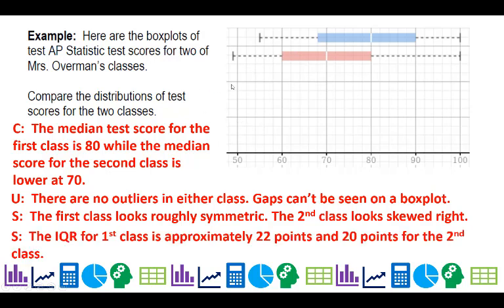Then finally, the spread. And for box plots, we use IQR. We could also talk about the range. So IQR for the first class is 22 points. If I wanted to do the range, you can see it goes from 100 down to about 55, so that's 45 points. For the second class, the IQR starting at Q1 here to Q3 here is 20 points. If I did the whole range, it looks like it goes from 49 to 100, so the range in this case would be 51 points. Again, if you have the chance to have both a box plot and a histogram, that'll make it a lot easier to check for unusual features and shape.